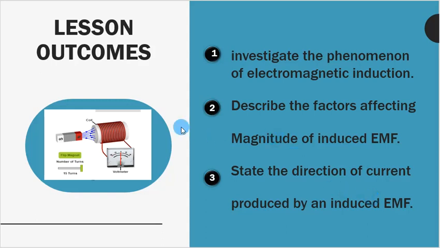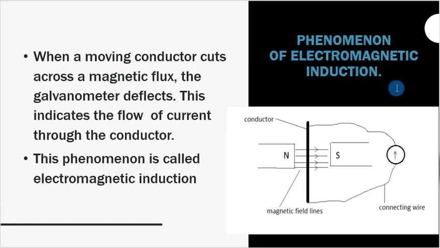So let's go straight into our first outcome, investigating the phenomenon of electromagnetic induction. We want to know exactly what this phenomenon is. To understand fully, I'll give you a scenario. If we put a wire between the two poles of a magnet, the north and south, we can imagine this is one U-shaped magnet, or we can think that these are two different magnets.